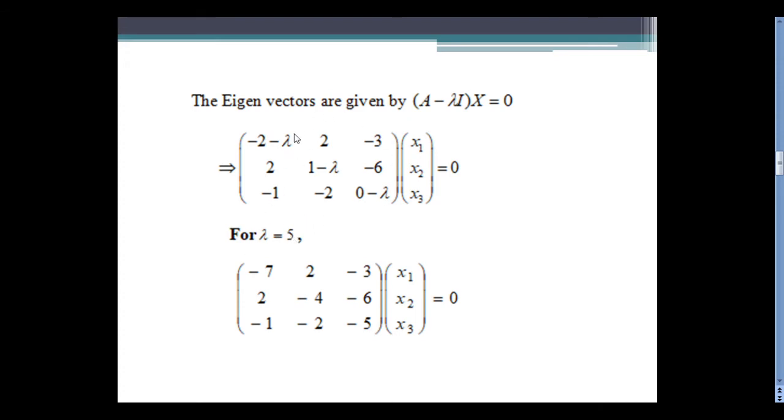Substitute in the general equation. So on substituting lambda as 5, we get minus 7. Here you put 5, which is minus 4. Here on substituting 5, we get minus 5, into x1, x2, x3 equal to 0. Now we want to apply cross multiplication method.